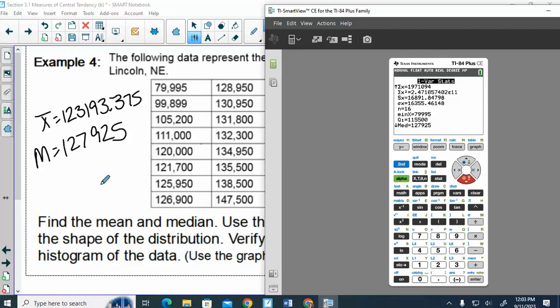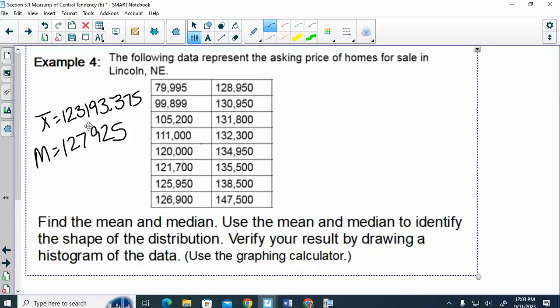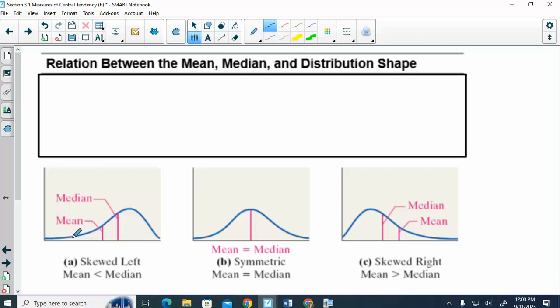What would you predict about the shape of this? Which one's smaller? The mean or the median? Skewed to the left. The mean is smaller. So if the mean is less than the median, it's skewed left. Now, is it a massive difference between them? No, so it's probably slightly skewed. It's not a major skew here. All right, are we good with that? Yes.